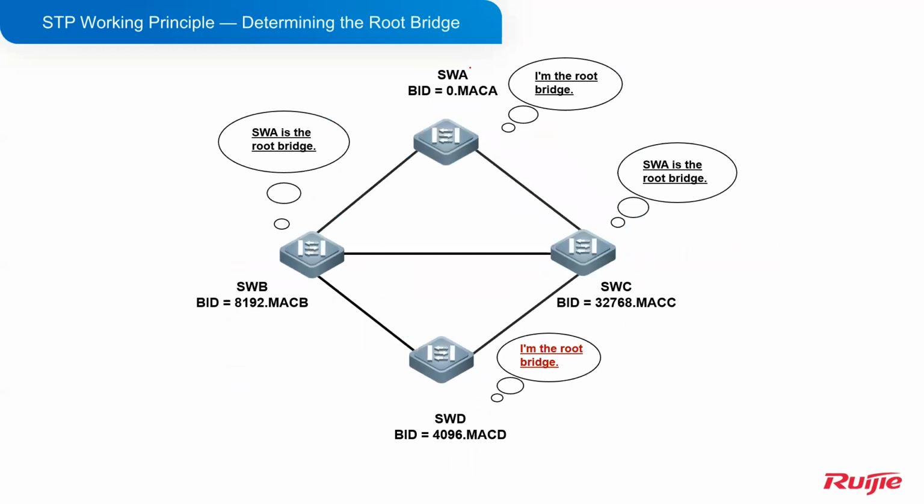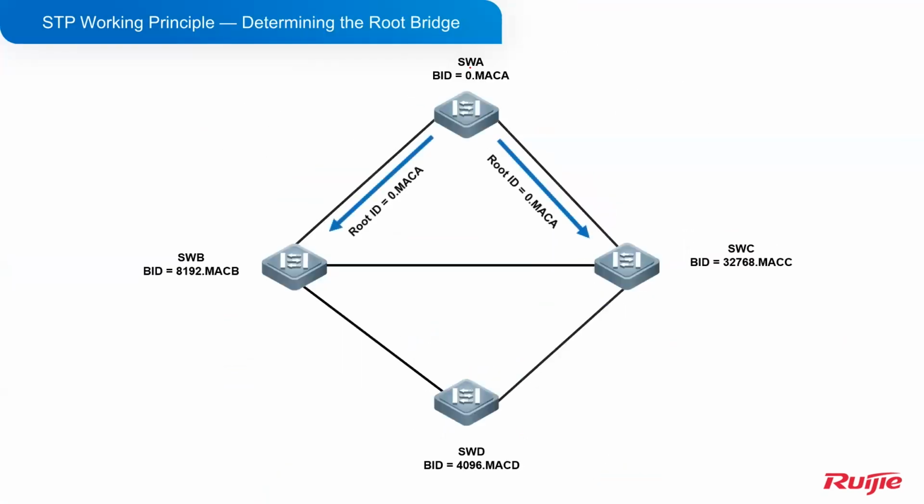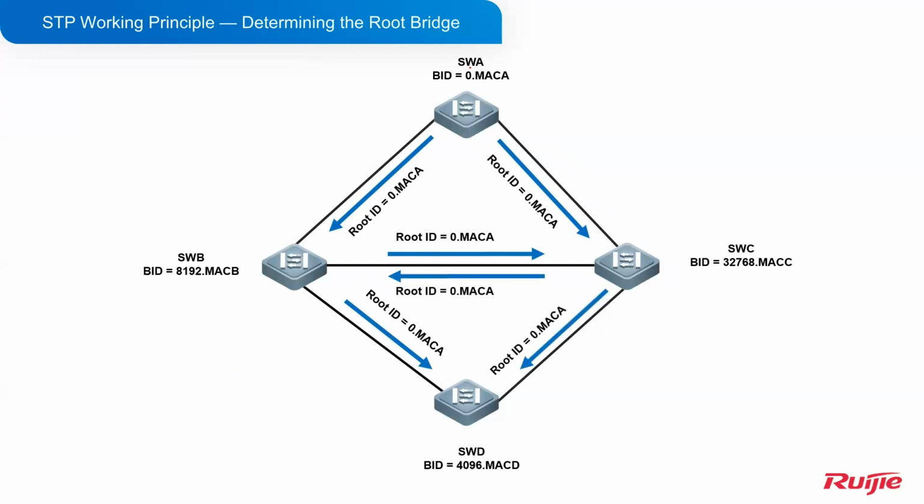So the result is like this. SWA says, I'm the root bridge. SWB says, SWA is a root bridge. SWC knows that SWA is a root bridge. But for SWD, since SWD cannot directly receive BPDU from SWA, until now SWD still thinks that maybe itself is the root bridge. Until what? Until SWB and SWC forward the BPDU from SWA to SWD.